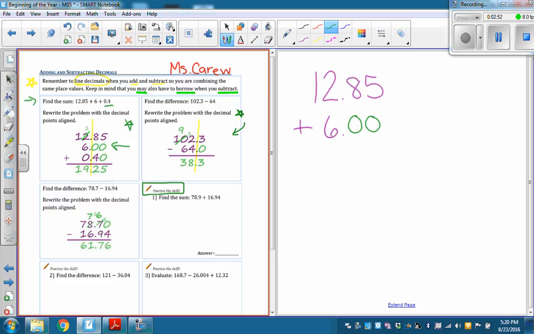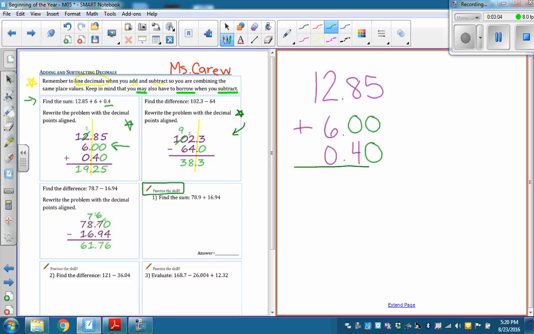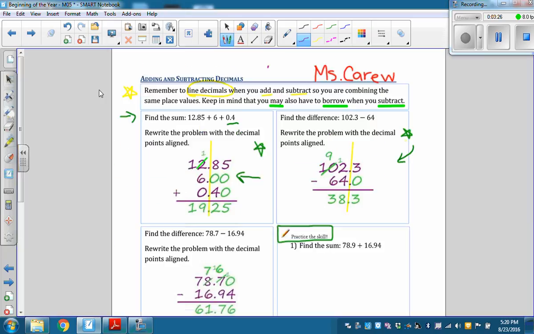And then we also have to add the 4/10. So 0.4 is 4/10. We're going to add another placeholder and go through the addition. 5 plus 0 plus 0 is 5. 8 plus 0 plus 4 is 12. Carry the 1. 1 plus 2 is 3. Plus 6 is 9. And bring down that 1. And our solution's 19.25.